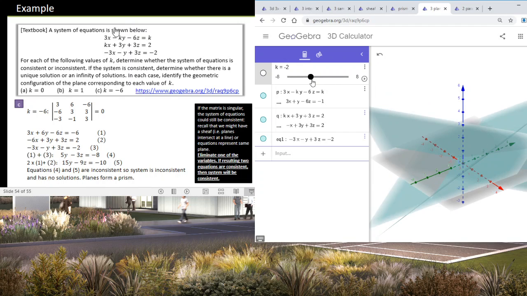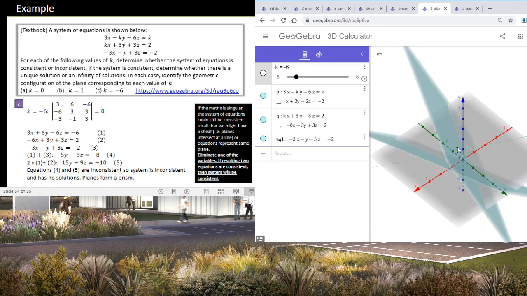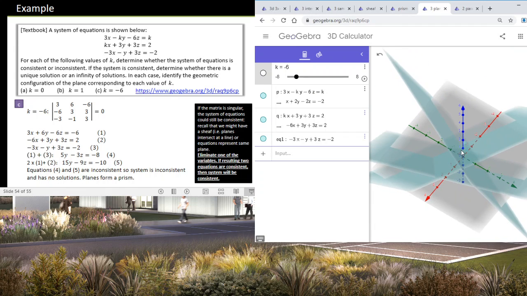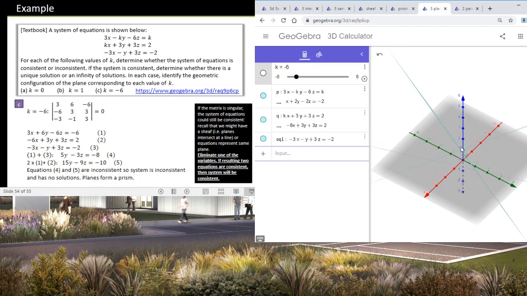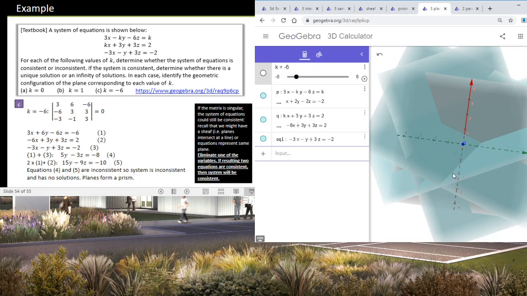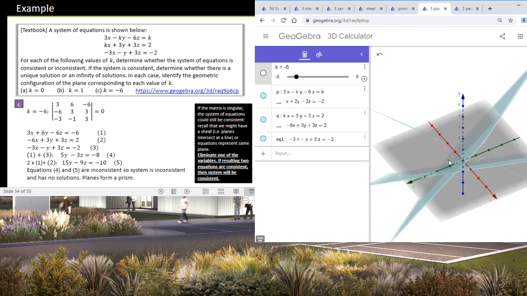Putting k equal to minus 6 gives us this situation here, and then if you look down the barrel, I think we can see that these three planes form a prism. You can see it from that end, and we can see the prism from the other end just about there. There we go.